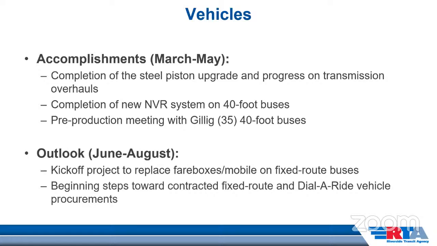We are also going to take the beginning steps towards a contracted fixed route and dial-a-ride vehicle procurement. We do anticipate that we're going to need about 30 of each of these vehicles in about 12 to 18 months. Some of these suppliers are facing supply chain issues and there are delays, especially with the building of the chassis. But again, we're starting this early and we do plan that we will have the vehicles when we need them.